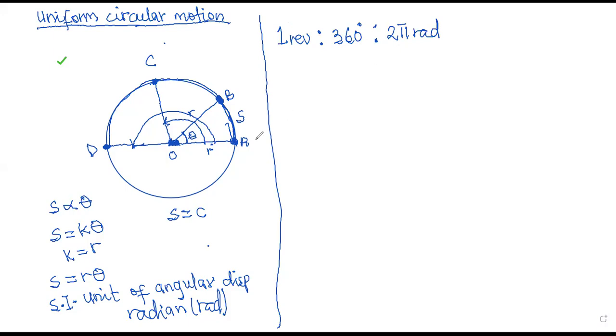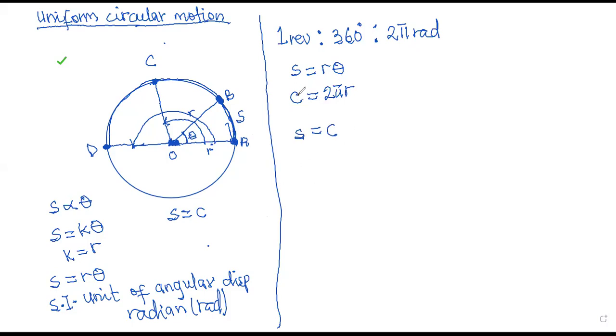How did we come by this connection? When a body goes through one complete revolution, any linear displacement within the circumference is given by S is equal to R times theta. And the circumference of a circle is given by 2 pi times the radius. So when the body goes through one complete revolution, starting from a point A and ending at a point A, the linear displacement S is equal to the circumference of the circle.